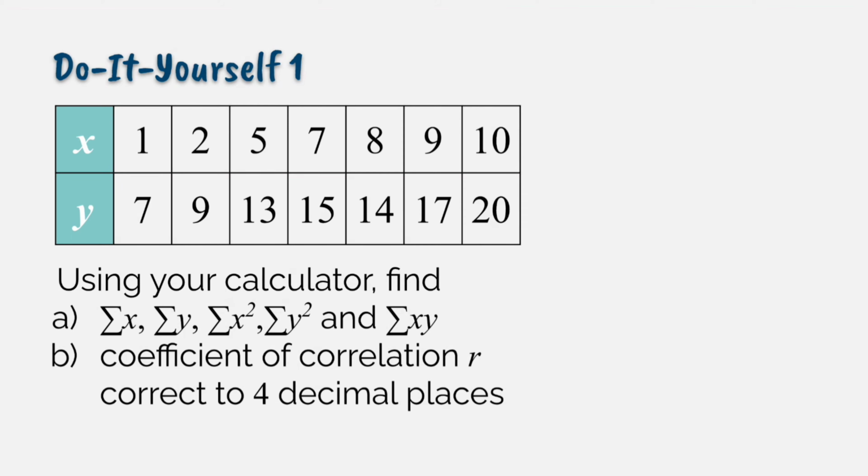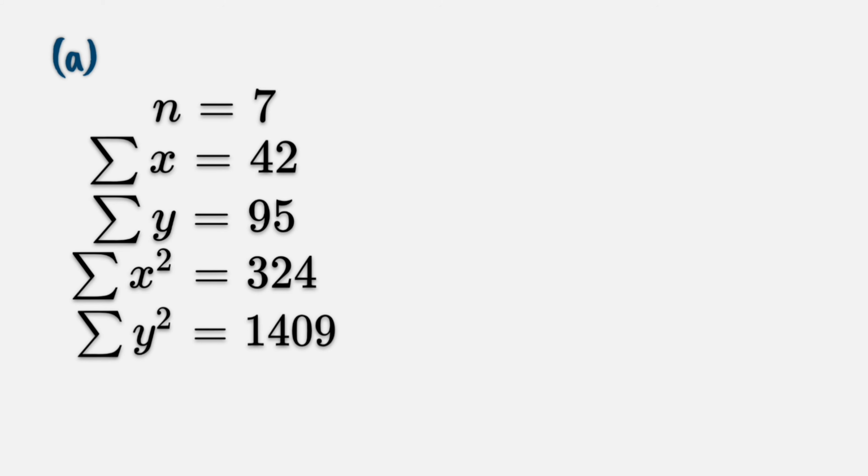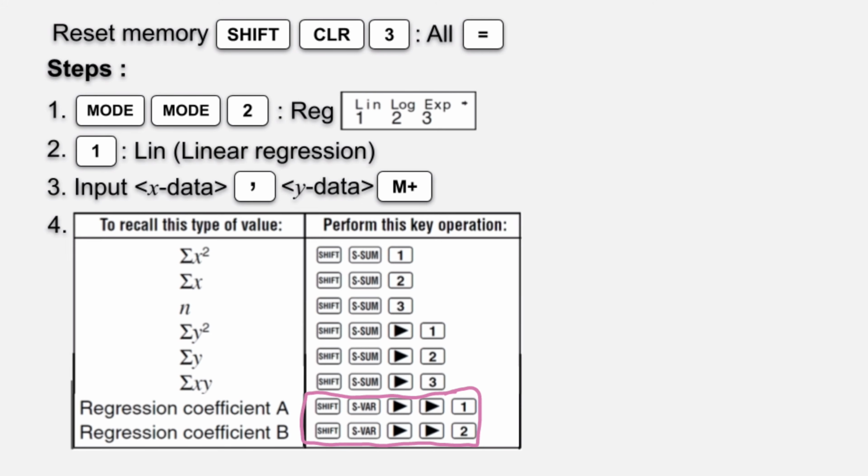By using your calculator, let's answer the question for A. N equals 7, summation x equals 42, summation y equals 95, summation of x squared equals 324, summation y squared equals 1409, and summation xy equals 660. Now let's perform this key operation to find coefficients of R, B, and A.